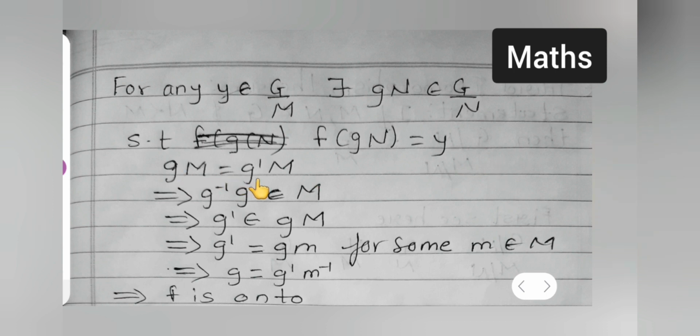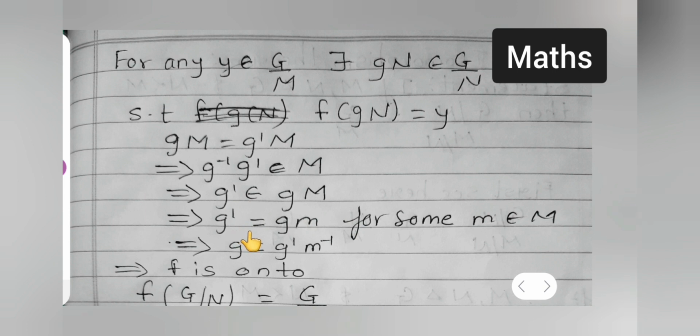Now gm is equal to g dash m. Now this implies that g dash times g inverse times g dash belongs to m. It implies g dash belongs to gm. What I have done over here is I have taken g inverse to the other side, so it will become positive, right? The inverse will go. Now g dash is equal to gm, small m, for some small m belonging to capital M. So this implies that g is equal to g dash m inverse. I have taken this m to the other side, so it will become m inverse. Now this implies that f is onto.